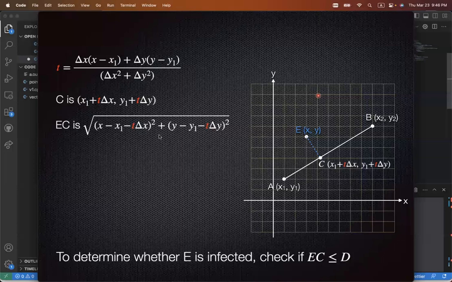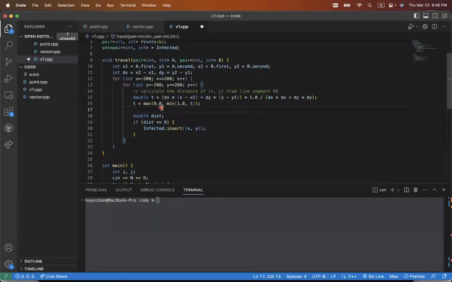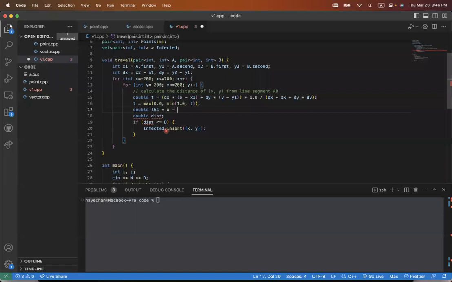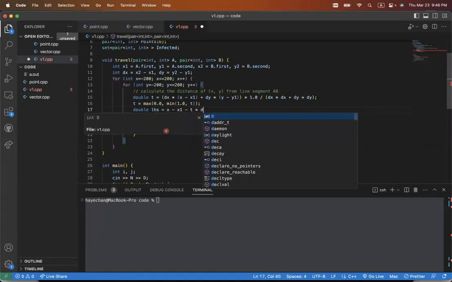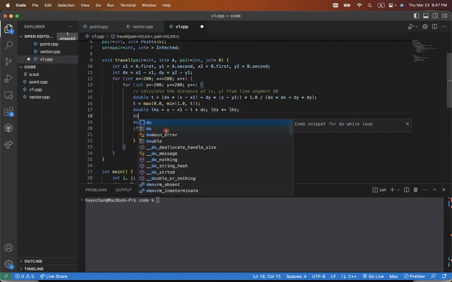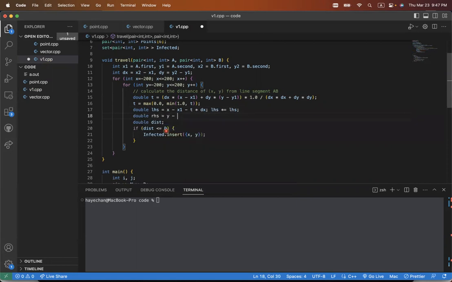But the formula of distance is reasonably complex and it involves a square. So it helps to have some temporary variables called left-hand side. Left-hand side is going to be this part: x minus x1 minus t times dx. And then you want to take the square of it, right? So LHX times itself would give you the square, and store that back into LHX. And the right-hand side would be the same.